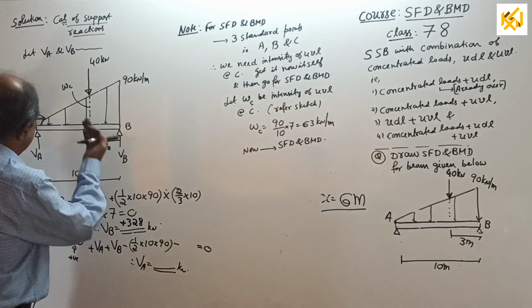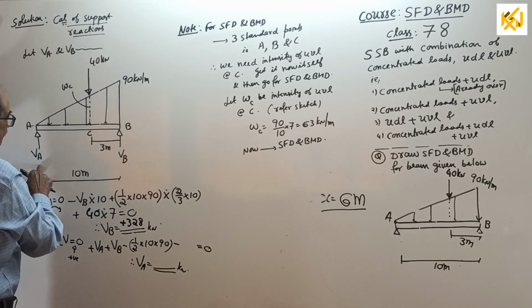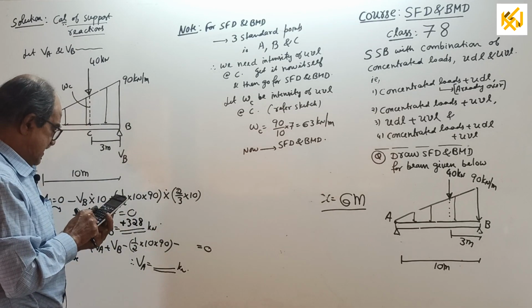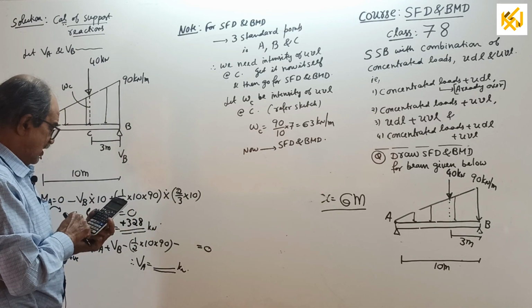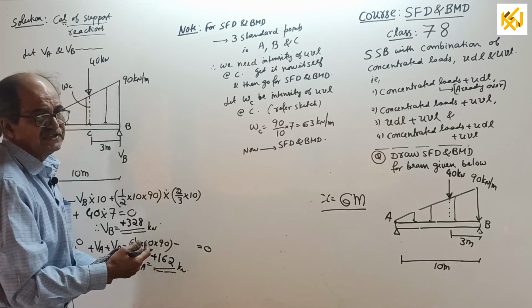Sigma V equals 0, upward positive: plus VA plus VB minus 40 minus half into 10 into 90 equals 0. You get the value of VA. From 328, I subtract 450 and 40. I will get plus 162 kilonewton. Okay. Now reactions are over.